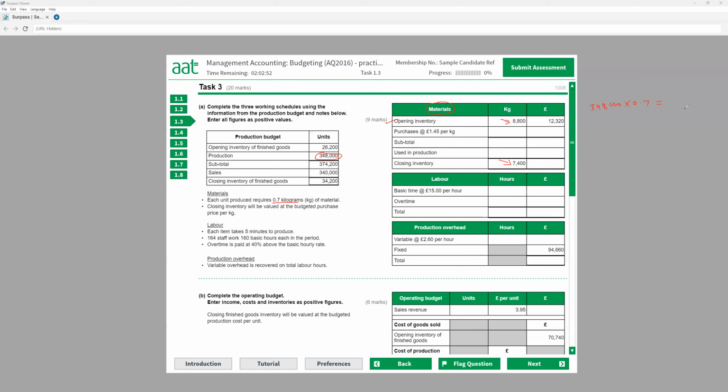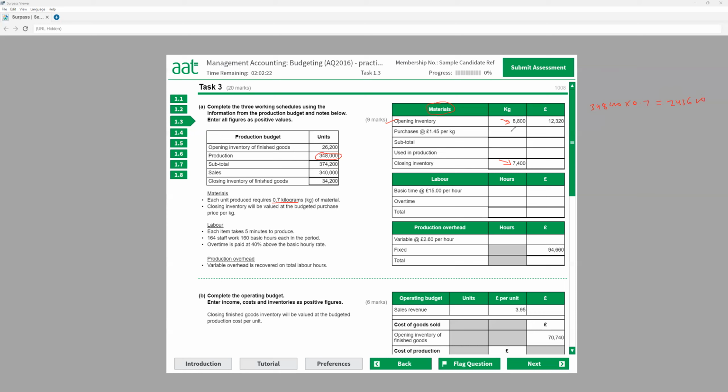First, have a look at this one. 348,000 times 0.7, and that gives me 243,600. So this one we have to purchase based on the plan.